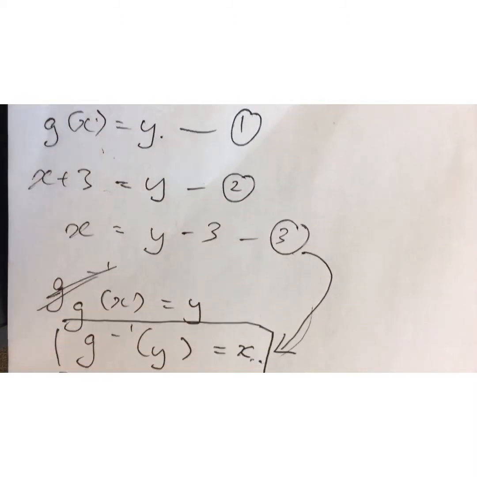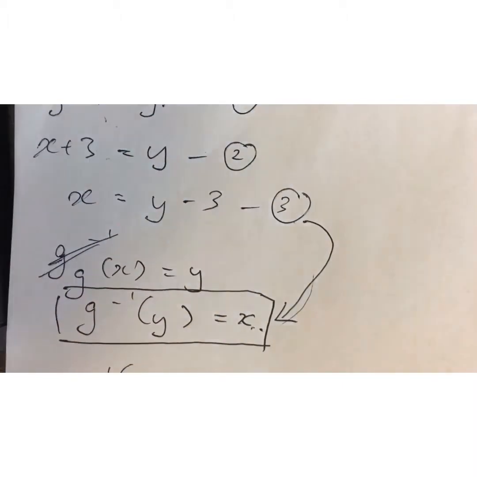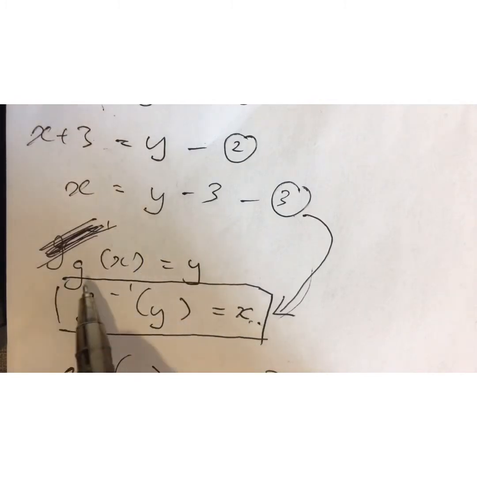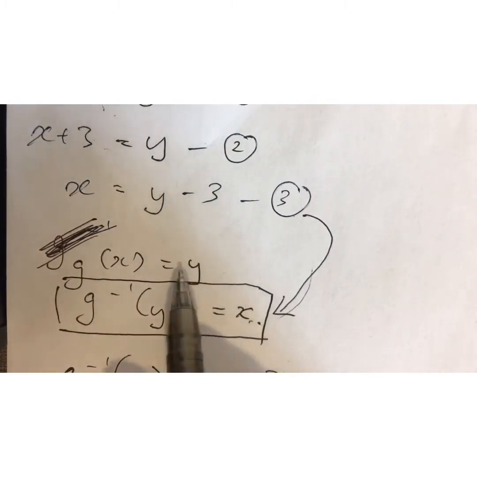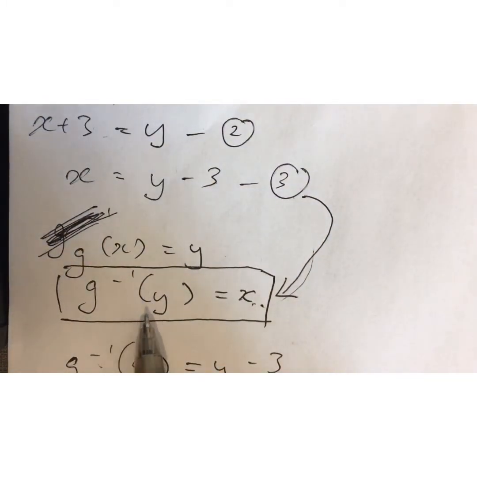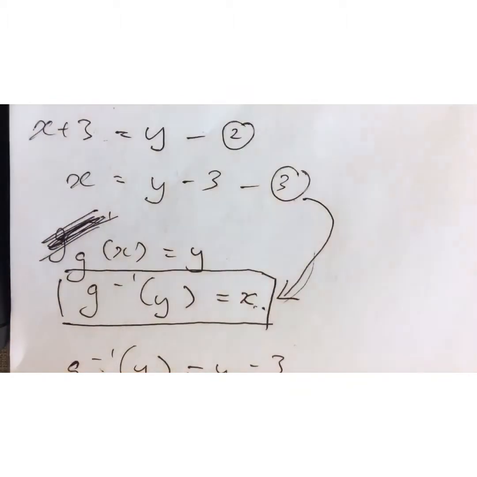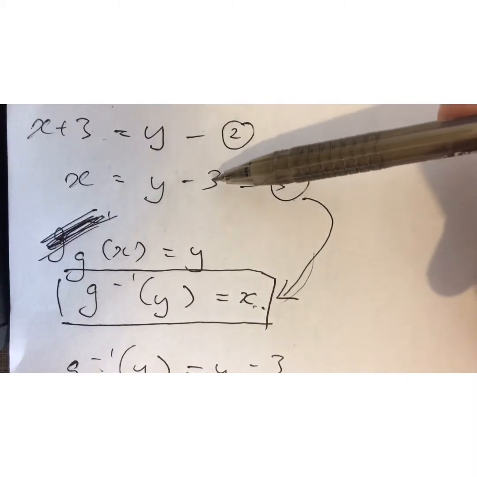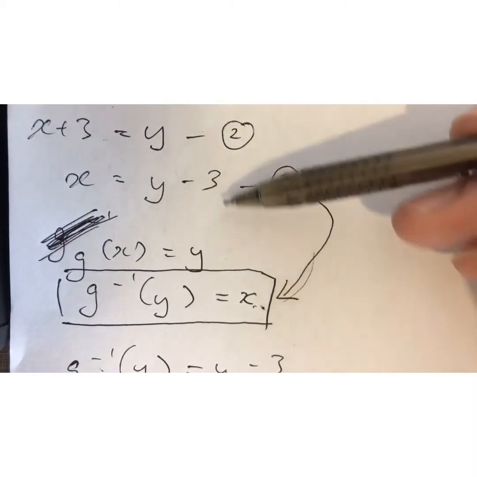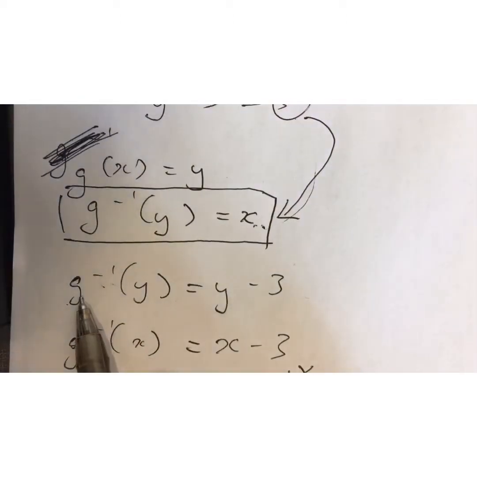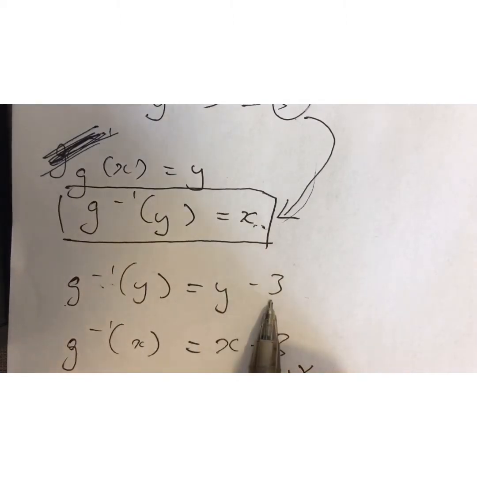Okay, then after that you move on to the rule of inverses. If g(x) equals y, when you bring the y over to this side and x goes to that side, you switch places. The rule is this: g inverse of y equals x. That's the rule that you need to know. Since you already found x in the third step, all you need to do is put the y minus 3 into the x here. Hence you get g inverse of y equals y minus 3.